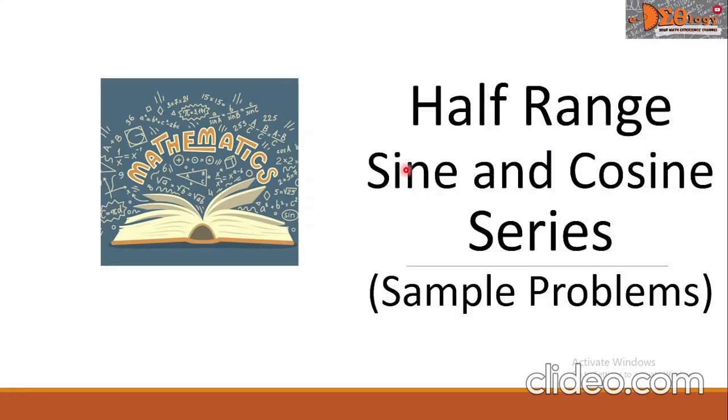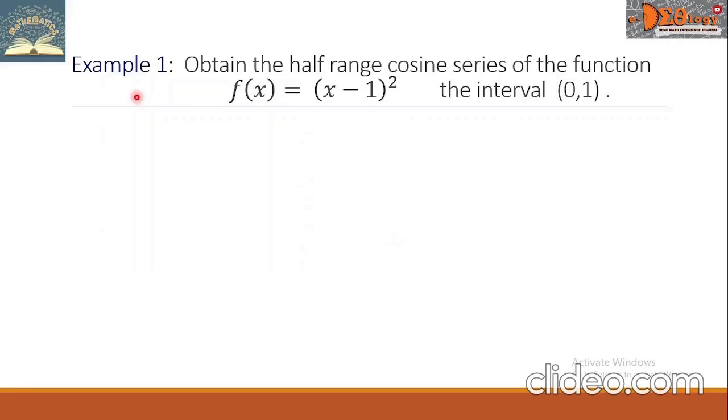Hi everyone. Today we're going to study sample problems for the topic half-range sine and cosine series. Example 1. Obtain the half-range cosine series of the function f of x equals the quantity x minus 1 squared in the interval from 0 to 1.